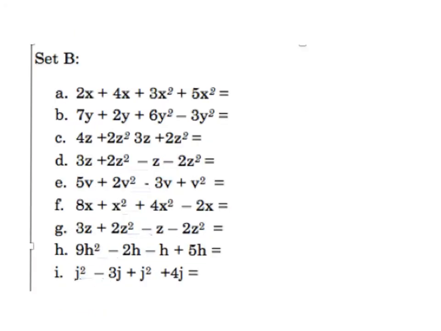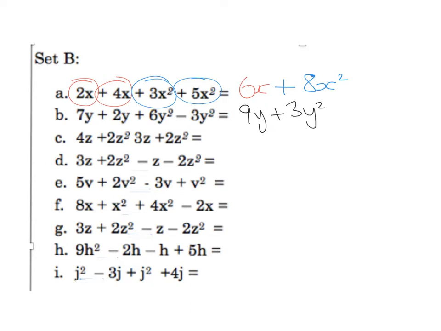The next one then in set B, we learned that x squared and x are different terms. So we can't match up the 2x. We can't add all of those numbers up together. Okay? We can add the 2x and the 4x together, and then we can add the 3x squared and the 5x squared together. So we can circle those two, and then we're circling those two to add up. So we end up for the first one getting 6x plus 8x squared.